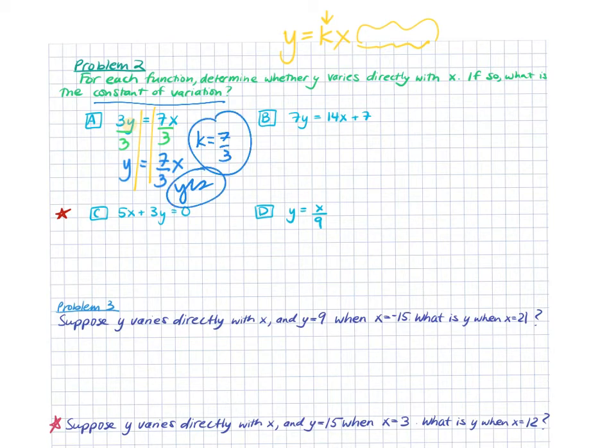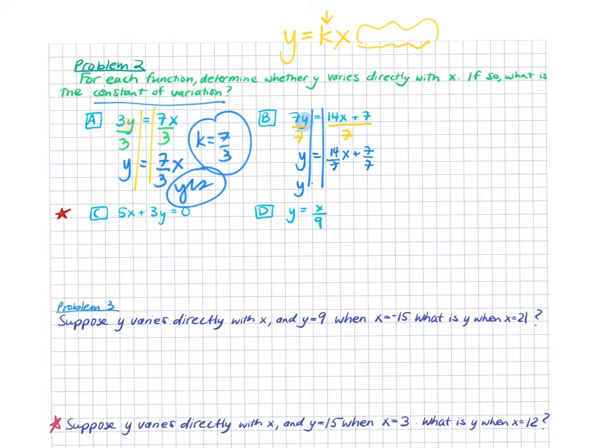So those are our two answers. Okay, so let's do this next one. Same thing, let's get y alone. Let's separate our two sides, highlight our y, and we just need to divide by 7 on both sides. And so we get y equals 14 divided by 7x plus 7/7.